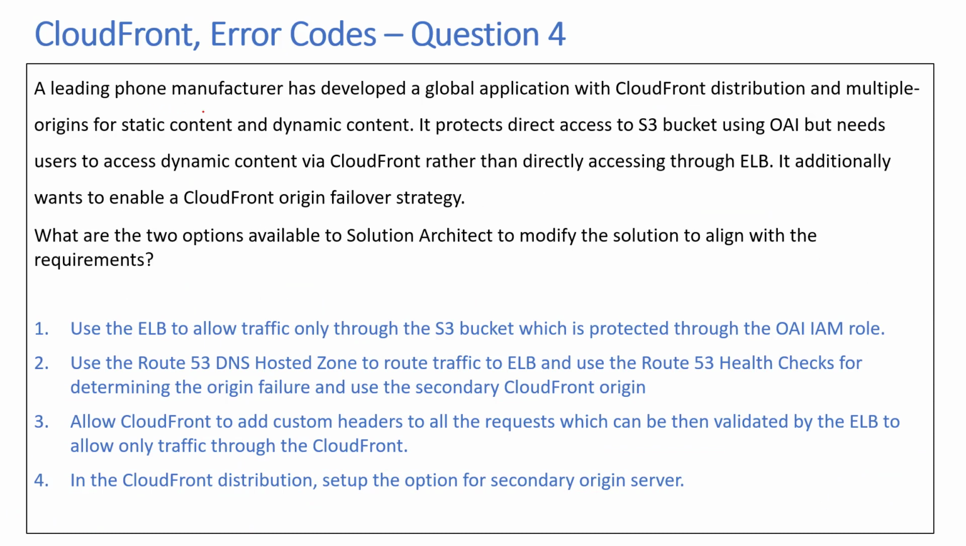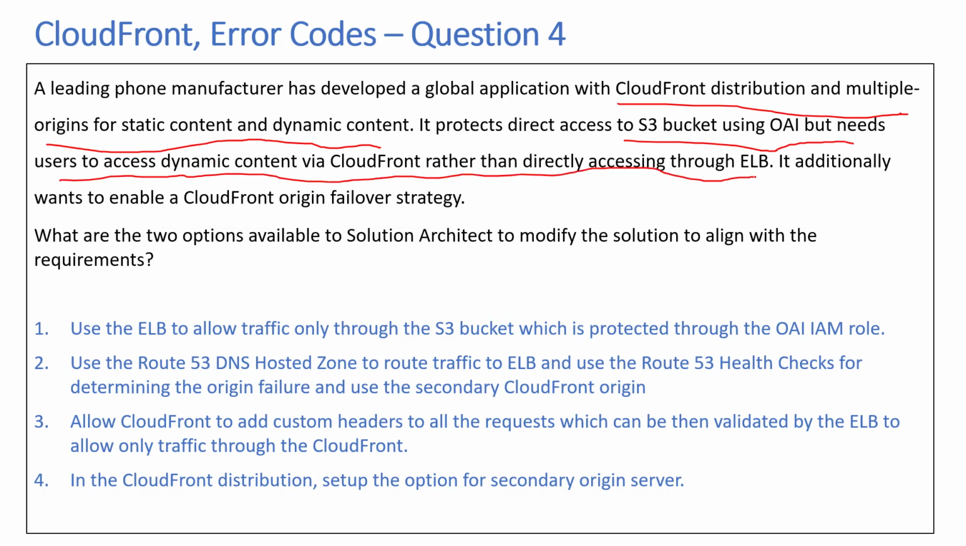A leading phone manufacturer has developed a global application with a CloudFront distribution and uses multiple origins for static content and dynamic content. It protects direct access to S3 using OAI, but needs users to access dynamic content via CloudFront rather than directly accessing through the ELB. It additionally wants to enable a CloudFront origin failover strategy. What are the two options available for the solution architect to modify the solution to align with the requirements?